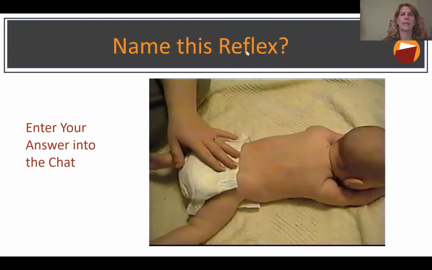So, yes, it is the Galant reflex. Nice job. I'm going to shut my door because the dog downstairs is barking. Maybe you can't hear it, but I can.